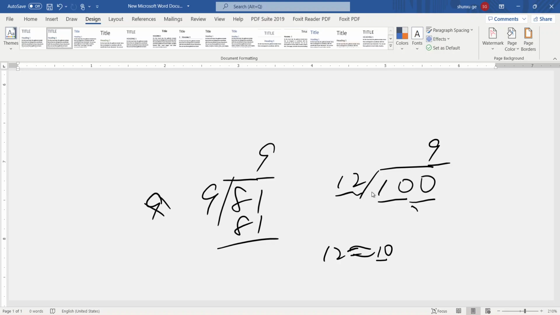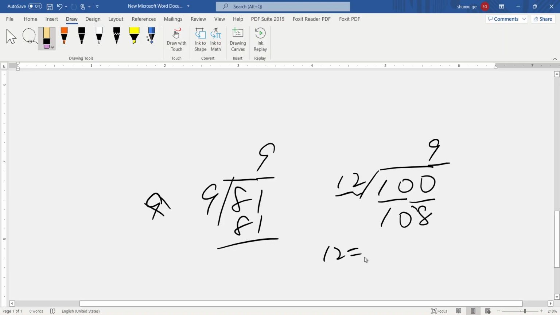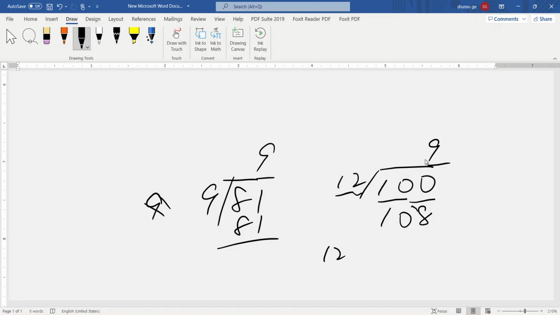So 2 times 9 is 18. Keep the carry in our brain. So 1 times 9 plus 1 is 10. So it's over. So we should adjust. We put 8. 8 times 12: 2 times 8 is 16, get one carry, 1 times 8 is 8, so 96. Okay, the remainder is 4.